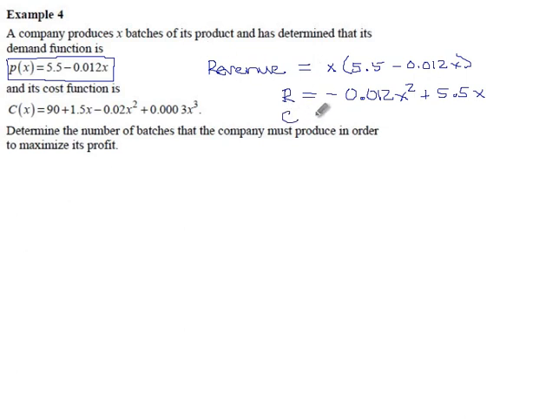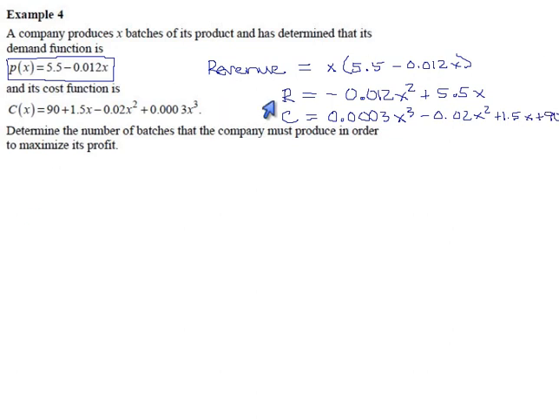The cost function is the money that goes out, and you don't have to put an x on that when it's already built in. And again, I'm going to fix the order of this. I don't know why they feel like putting these backwards. Just trying to provoke me. 0.0003x cubed minus 0.02x squared plus 1.5x plus 90.